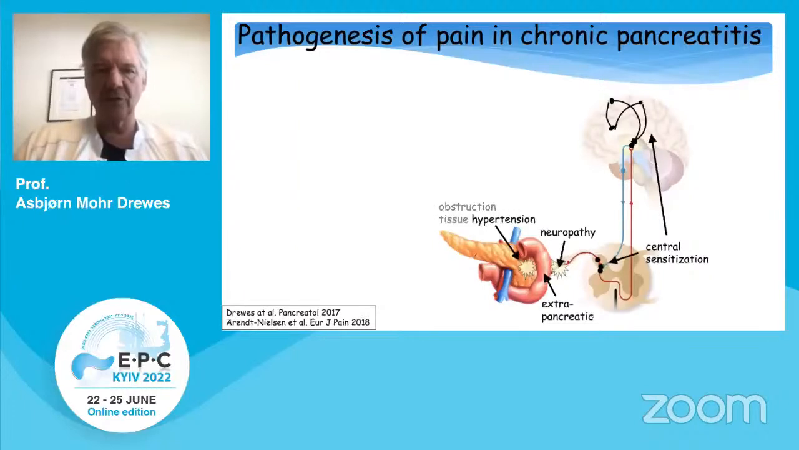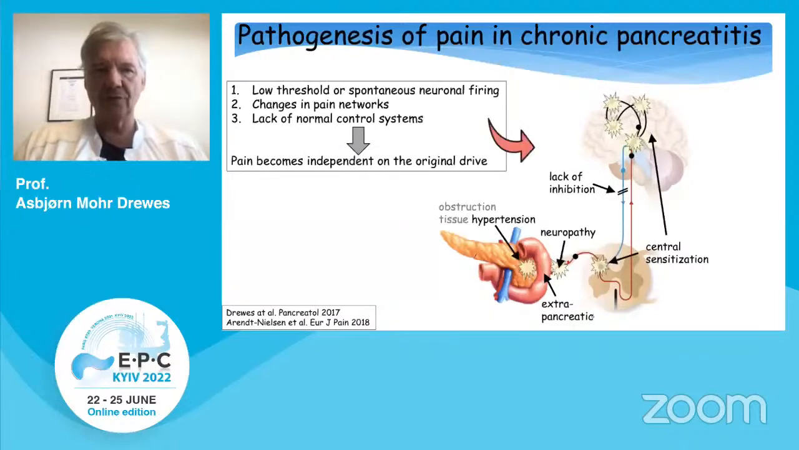This neuropathy results in an increased firing from the afferent nerves to the spinal cord, where they will also over time develop a sensitization, so the nerves fire spontaneously or at a lower threshold. This sensitization can spread to the upper centers in the brain and in the central nervous system, together with a lack of the normal inhibition that we have on the afferent input. So in conclusion, the low threshold or spontaneous neural firing gives, together with changes in pain networks and lack of normal control system, a central system where pain becomes more or less independent of the original drive.